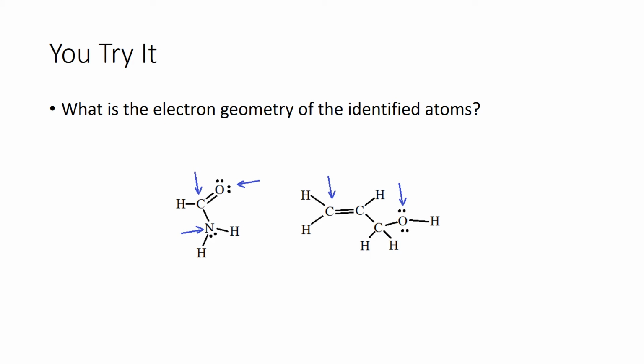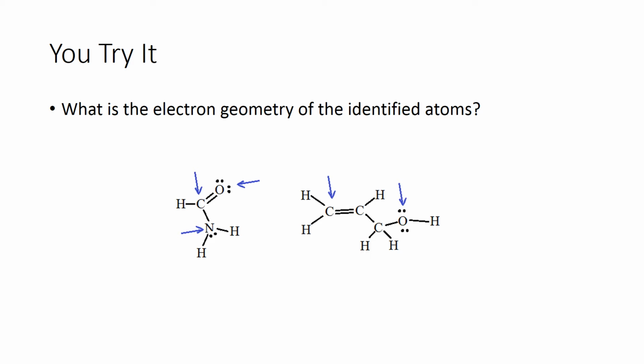So now the geometry of these comes about from counting those areas. So pause and determine the electron geometry of each of these atoms, and then start back up again and check your answers.